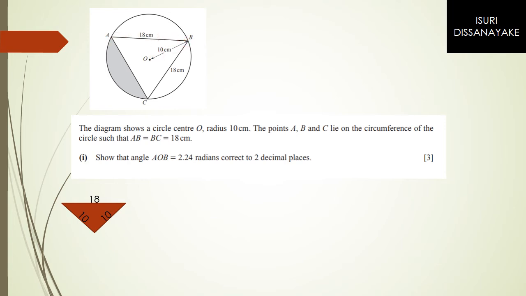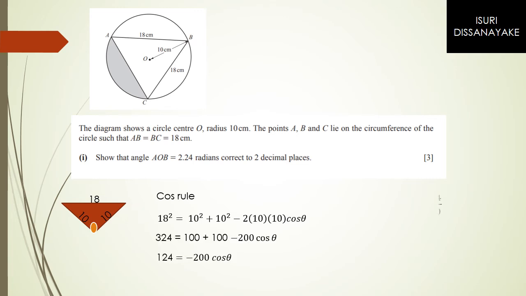This is 18 centimeters. Now I am going to find the angle O over here. I am going to use the cosine rule. That is 18 squared is equal to 10 squared plus 10 squared minus twice 10 times 10 cos theta. So when I simplify, my answer theta is 2.24. Please work out the sum in the radian mode in the calculator. Find the perimeter of the shaded region.